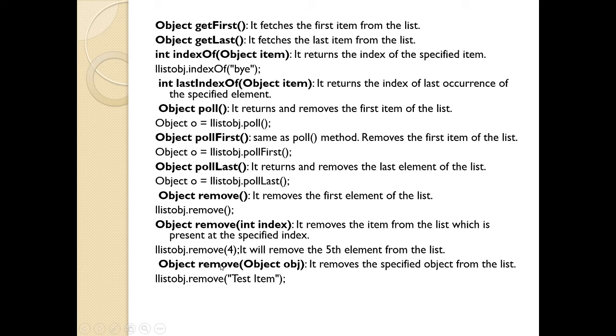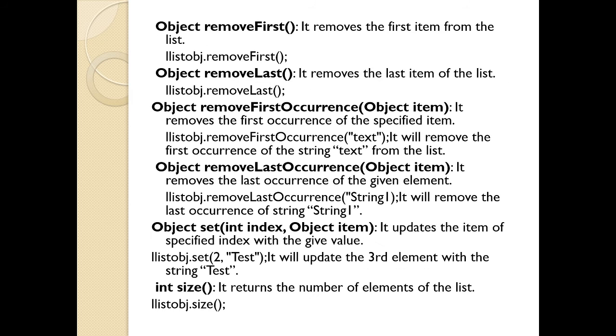I can also remove objects based on the element in the list. So I can call listObject.remove and pass the name of the element, or whatever is the content of that element. So removal can be based on poll first, poll last, remove based on the index number, and remove based on the element which I have passed. These are some of the methods which we can use in the linked list. Then I can use removeFirst, it will remove the first element, and removeLast, it will remove the last element.